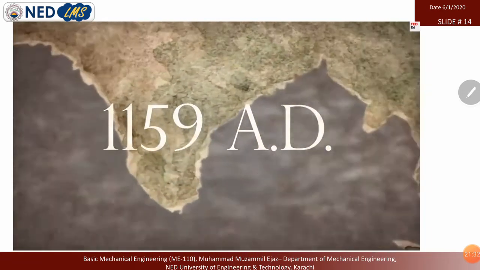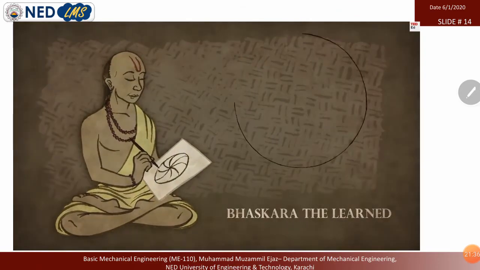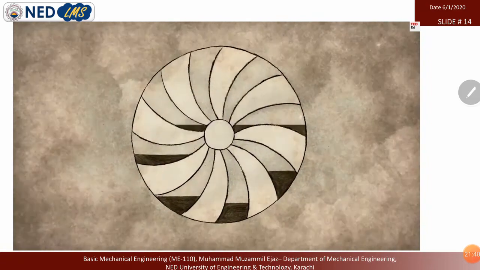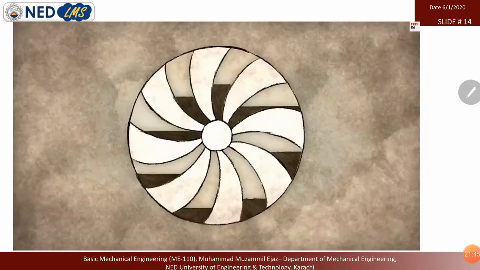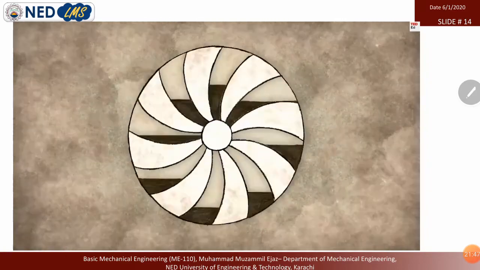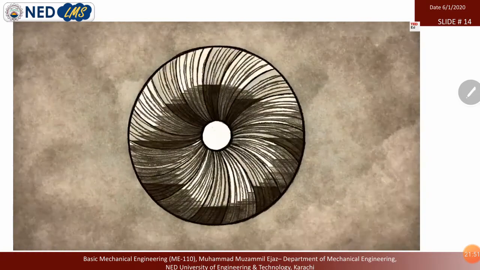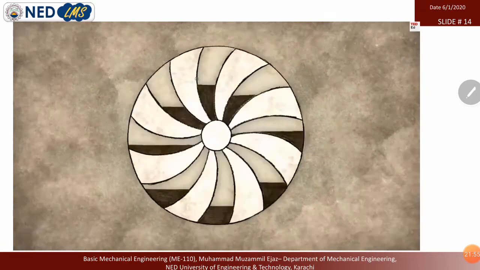Around 1159 AD, a mathematician called Bhaskara the Learned sketched a design for a wheel containing curved reservoirs of mercury. He reasoned that as the wheel spun, the mercury would flow to the bottom of each reservoir, leaving one side of the wheel perpetually heavier than the other. The imbalance would keep the wheel turning forever.